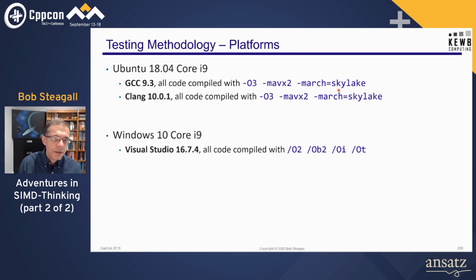I also ran it on the same machine running Windows using Visual Studio, a very recent version of Visual Studio, to do the compilation.